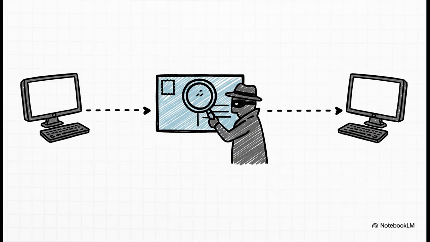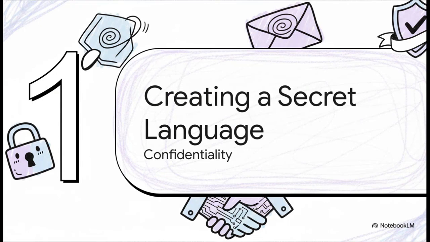To really get why we need that lock, you have to understand a fundamental, kind of scary truth about the internet. By default, it's basically a postcard. Anything you send, an email, a password, whatever, is written in plain text for anyone along the route to just read. There's no privacy built in. So how do you fix a postcard problem?